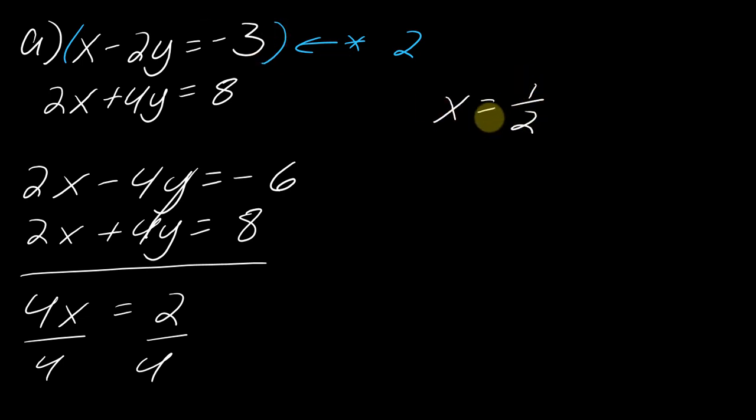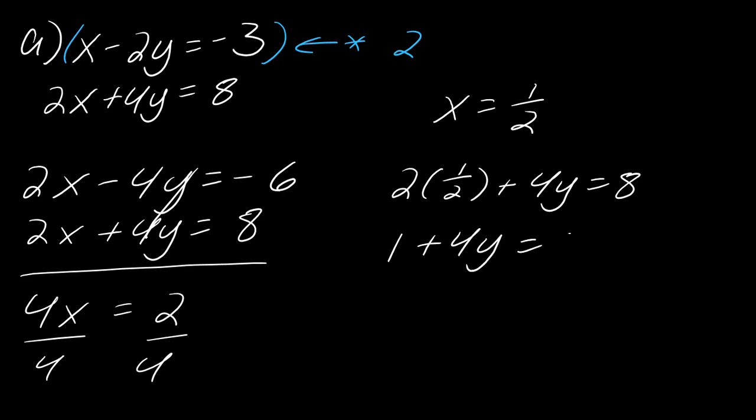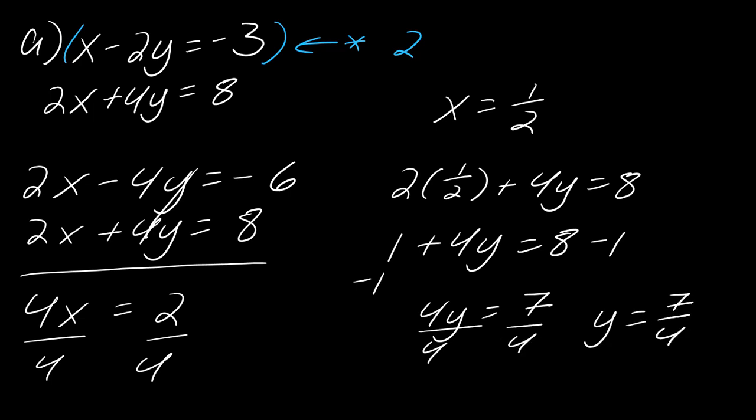Okay, so now I'm going to plug this back in to either one of these. I'm going to plug this into the second equation. So this is going to become 2 times 1/2 plus 4y equals 8. Okay, so 2 times 1/2 is just going to equal 1. So this is 1 plus 4y equals 8. And then subtract the 1, so I get 4y equals 7. Divide both sides by 4, and I get y equals 7/4. So my solution in this case is going to be 1/2 and 7/4.